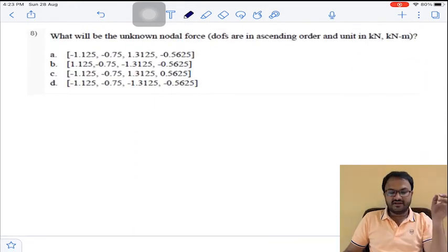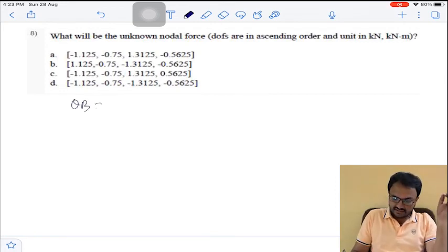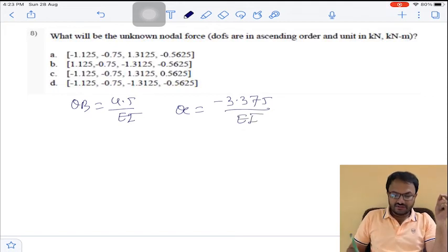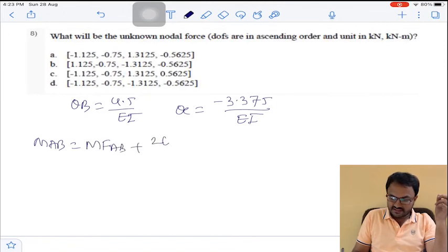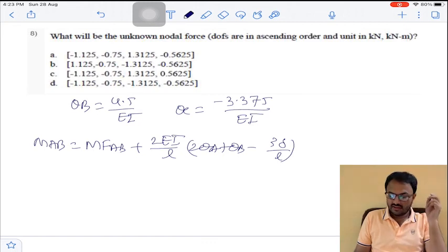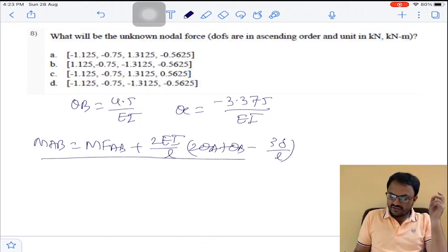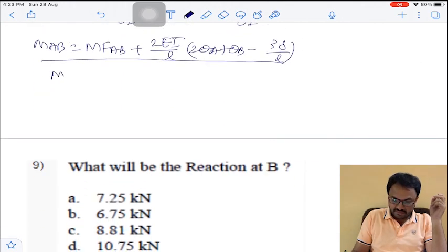Next, coming to question number 8, 9, 10, they are almost interlinked questions. Just by using theta B is equal to 4.5 divided by EI and theta C is equal to minus 3.375 divided by EI, I am analyzing all this by using the slope deflection equation. Slope deflection equation is MAB is equal to MFAB plus 2EI by L times 2 theta A plus theta B minus 3 delta by L. Clear? Just by using this equation, you will get final end moments.